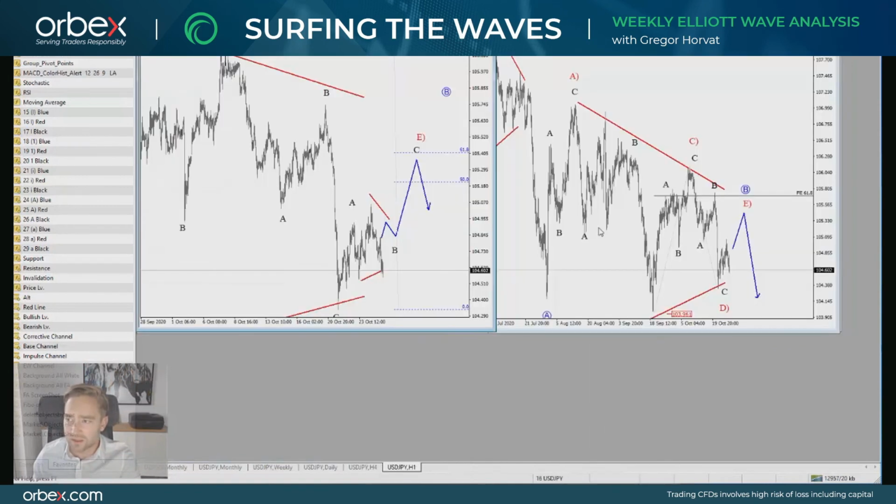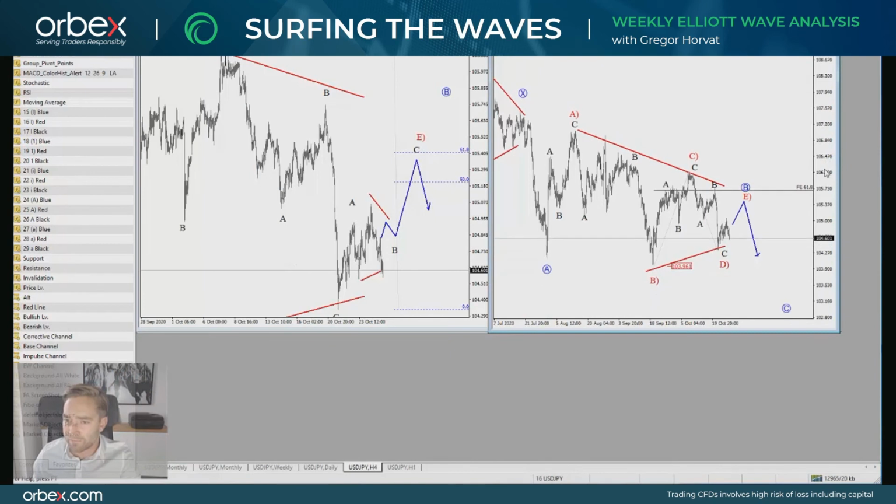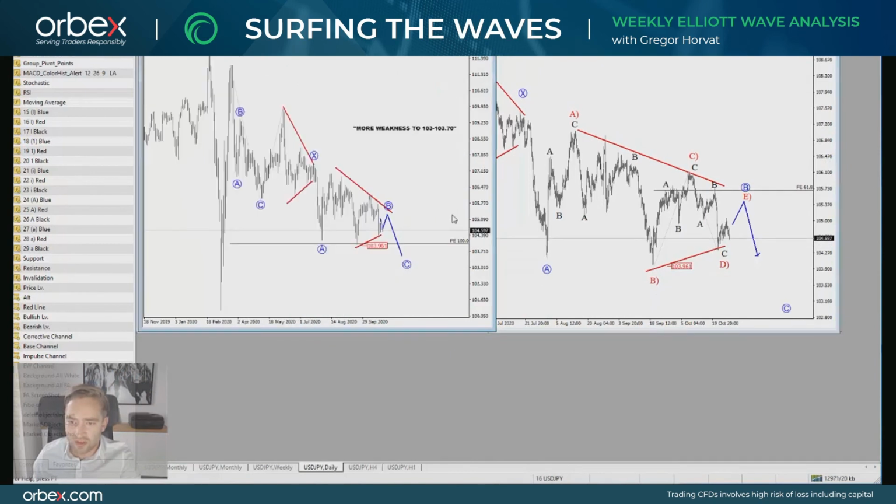So looking at the dollar yen here on a daily chart, firstly we have a downtrend, which is very choppy, very unclear, but still we have lower lows and we have lower swing highs. So for now I think it's better to stick with this bearish view and expect more weakness until we see a 5-wave rise from the lows.